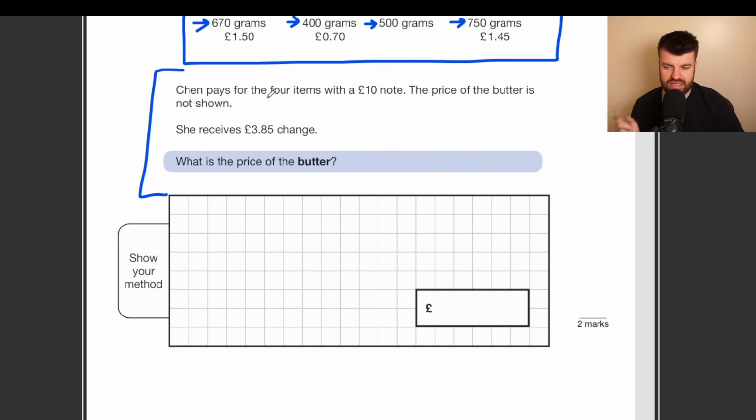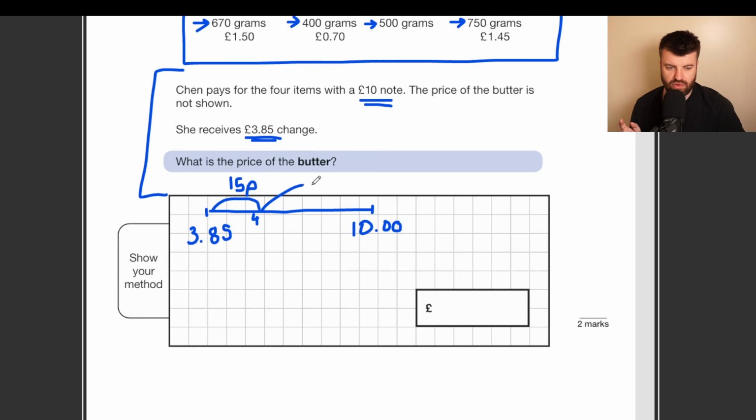But what we can do is know that Chen spent £10 and she got £3.85 change. So the first thing I'd be doing is taking £3.85 and thinking, okay, what's the difference up to £10? Because that's how much the shopping cost. So I'd do a first jump of 15p, which would get me up to £4. And then £4 to £10 is really easy because that's just £6. So I know in total, £6.15 is what the shopping cost altogether. Okay, that's my first thing I'm going to do.